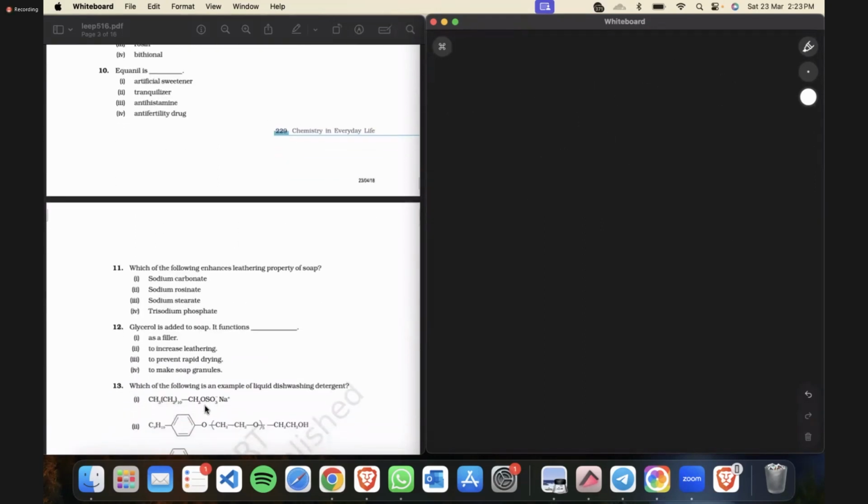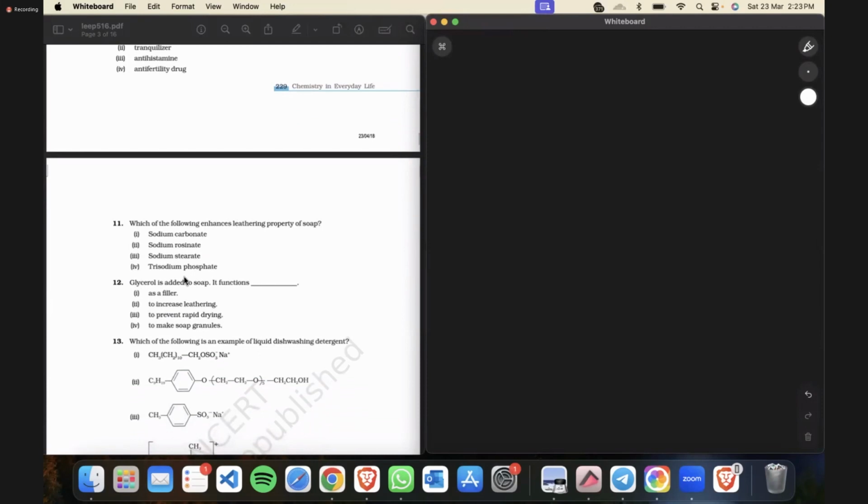Next is question number 11. Which of the following enhances the lathering property of soap? Sodium carbonate, sodium rosinate, sodium stearate, and trisodium phosphate. Shaving soaps contain glycerol to prevent rapid drying. A gum called rosin is added in these soaps, which forms sodium rosinate, which enhances the lathering property of soap.